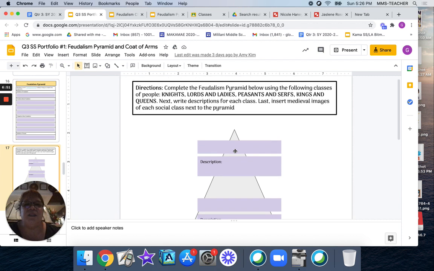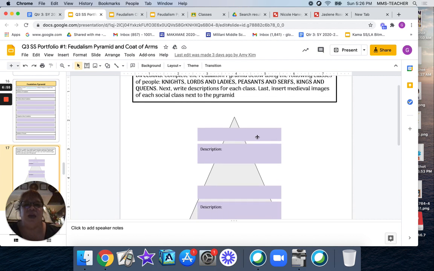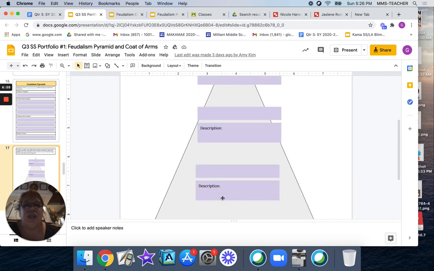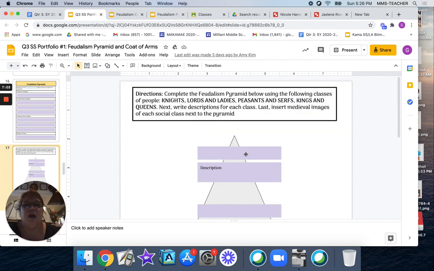So you'll write the class on the top who would have the highest power, absolute power, then the second, third, and the lowest class. Okay, now after you write the title of each class, I want you to write the description for each class. Okay, so you'll type your description in the purple box. When you type it, you can erase the existing description and just type in your description.